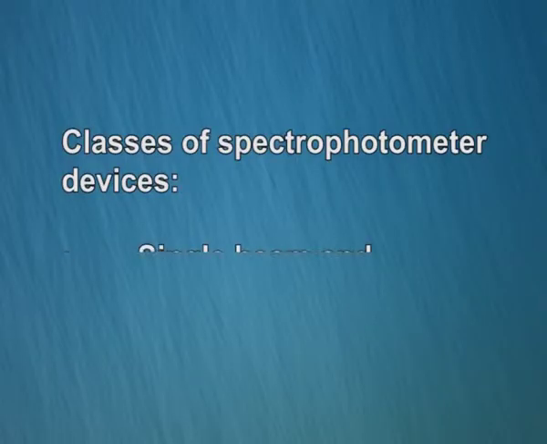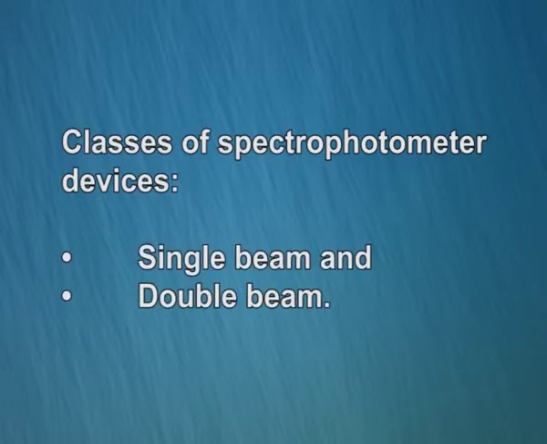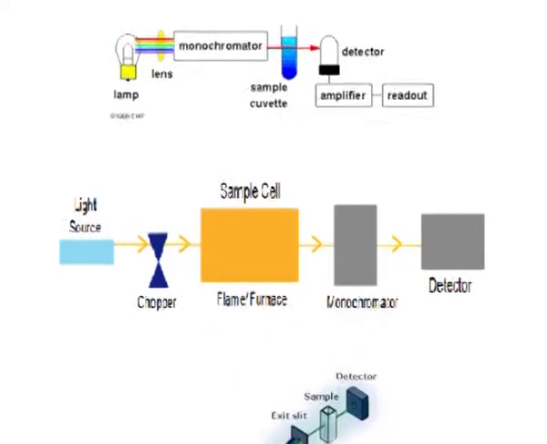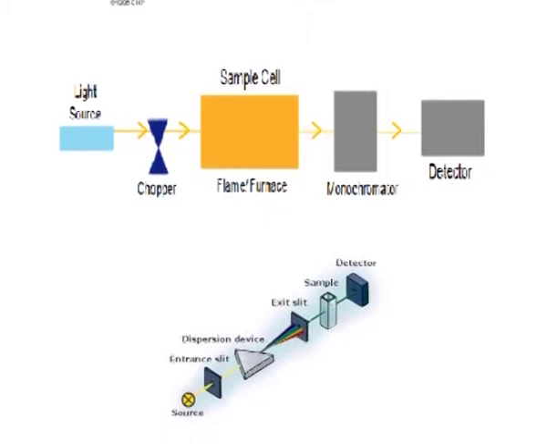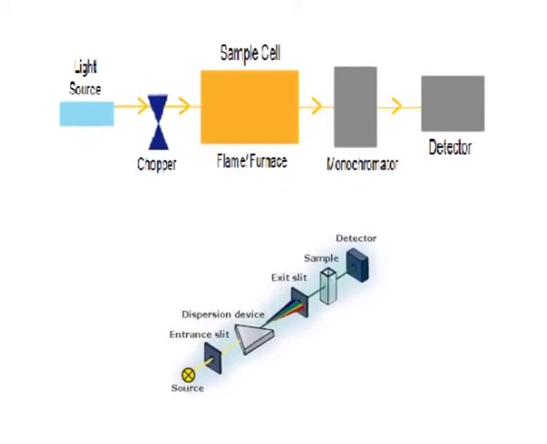There are two major classes of spectrophotometer devices: single beam and double beam. Single beam spectrophotometer systems. The components and their placements could be well understood by following diagrams. Figure 1 shows the diagrammatic representations of single beam spectrophotometer systems. Now we will discuss single beam systems.